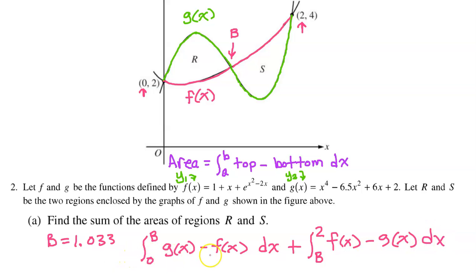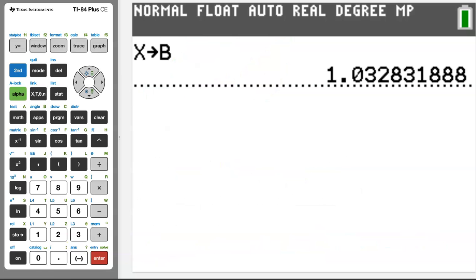So you're looking at an expression for the sum of the areas of regions R and S. All we have to do now is type this into our calculator. And if you used my shortcut of storing the value of the intersection point into letter B, when you type it in, you will literally write letter B. If you don't like that, then you need to type in the number manually. But please remember, you can't just type 1.033. That's rounded. If you're going to type it in manually, you have to type in all of these numbers.